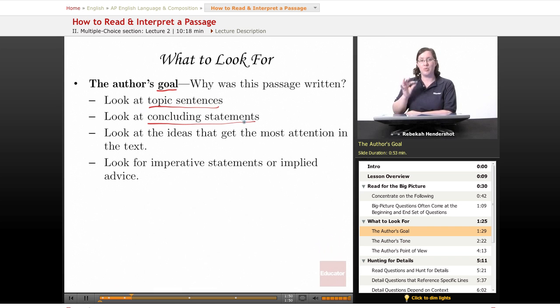Very often the passage you are given will either have a twist or it will have a summing up at the end that will tell you the main idea. So watch for that. Look at the ideas that get the most attention in the text. Look at the things that the author spends the most time on. That's a clue to the main idea and to the goal. And finally, look for imperative statements, commands or orders, you must do this, or implied advice. If it really seems like the author is kind of hinting around that you should do something, well then his goal in writing is probably to get you to do it.